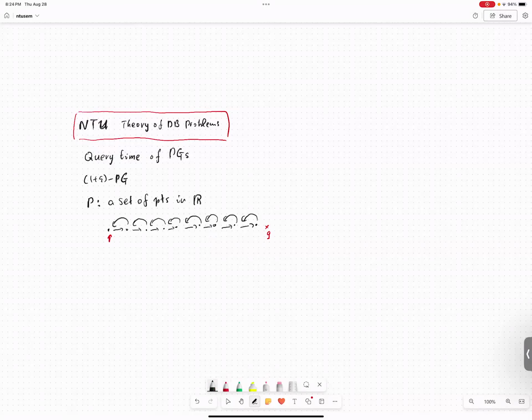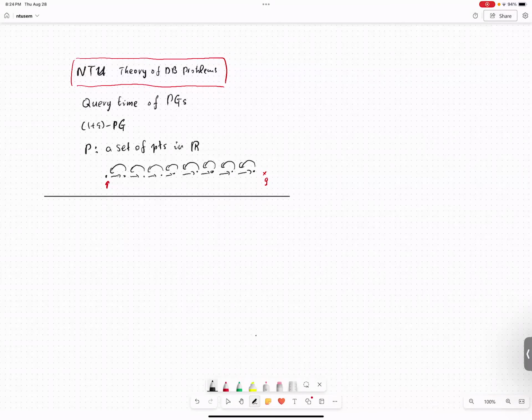So proximity graphs are not necessarily fast. We need a notion to define what it means by the query time of proximity graphs, and then we will utilize the notion to analyze the query time of DiskANN. That's what we are going to do today. Now let's first define the query time of proximity graphs.